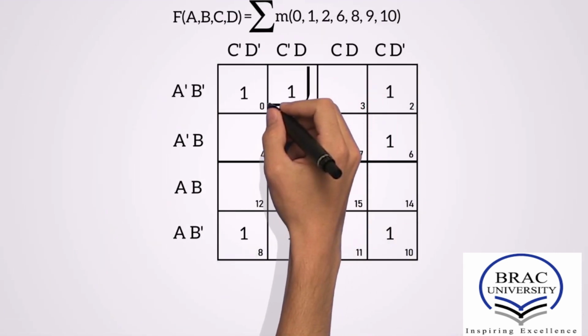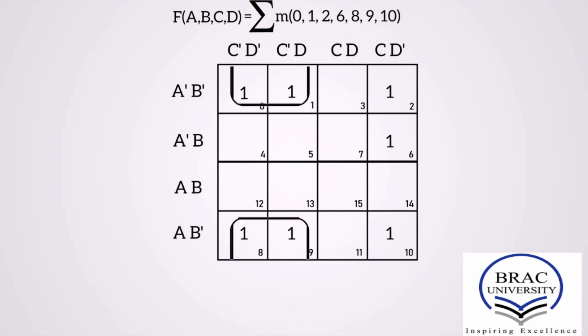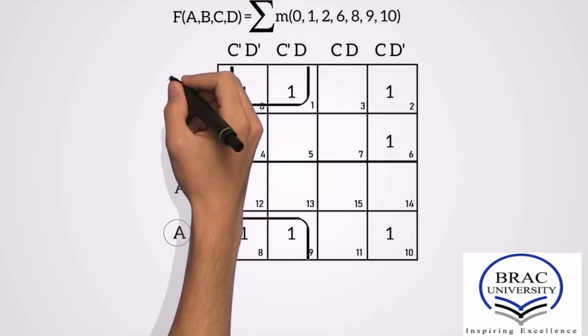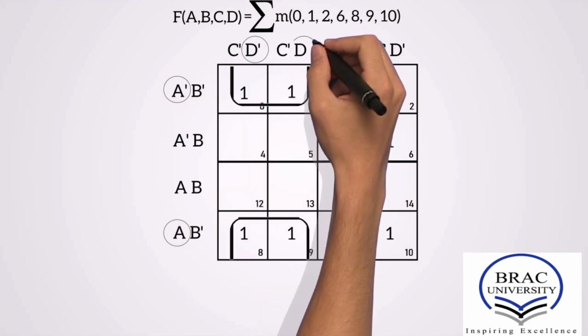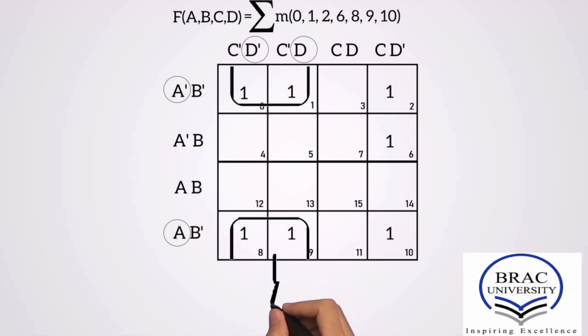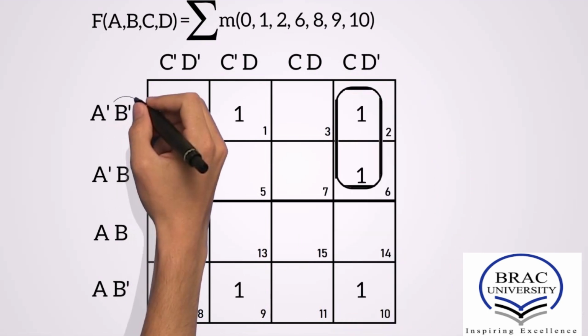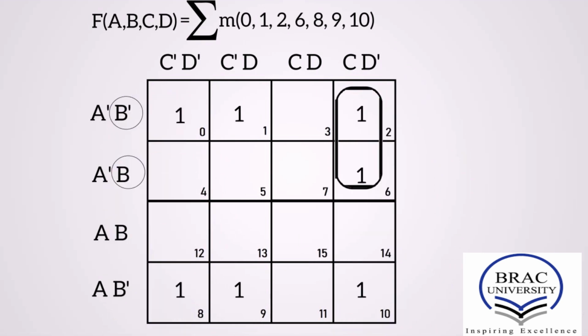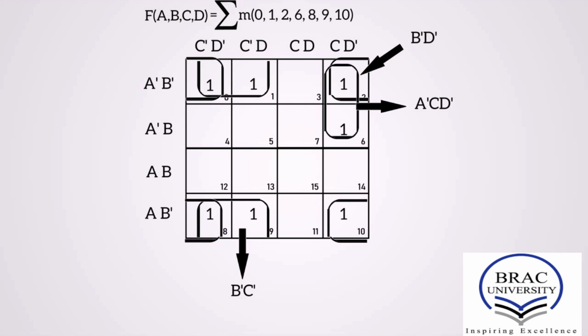Again, in the second group, we use the folding rules and group our 4 ones. In that group, A and A prime don't match. Similarly, D prime and D don't match. So we get our variables as B prime, C prime. In the final group, we can see that B prime and B don't match. So our variables are A prime, C, D prime. So these are the 3 terms that we get from our groups.